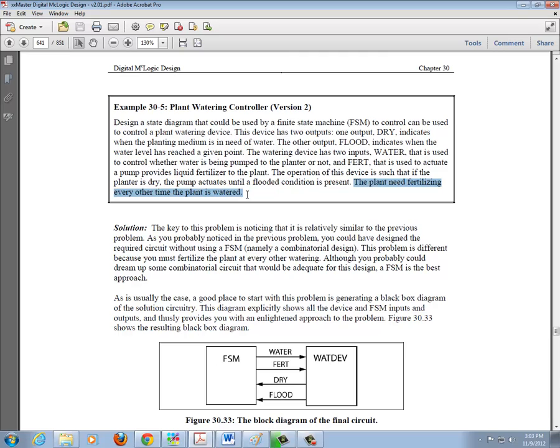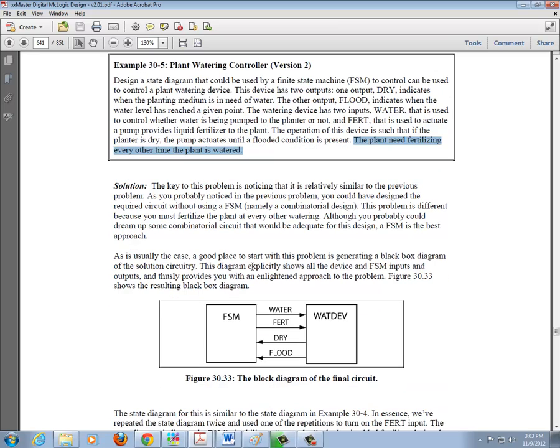Alright, so we're understanding the problem. It's very similar to the other one where we need to water the plant if it's dry and stop watering if it's reached a certain level, if it's flooded. And we need to now fertilize the plant every other time we water it. Alright, so there's step one. Step two is to draw the block diagram showing here we have two outputs, water and FERT, from our FSM to our watering device, and then we have two inputs, dry and flood.